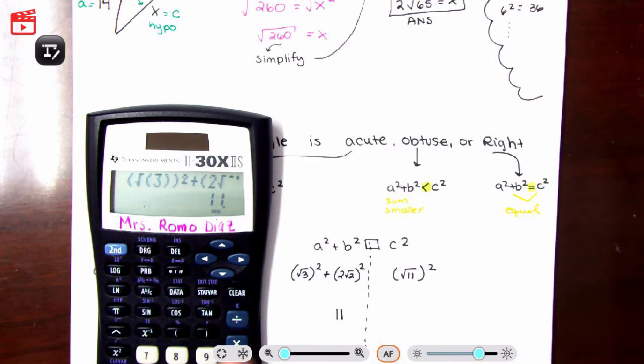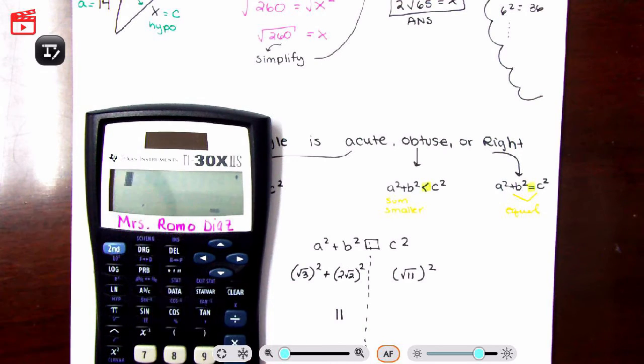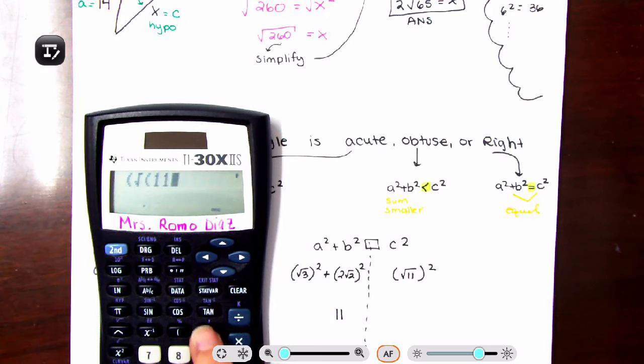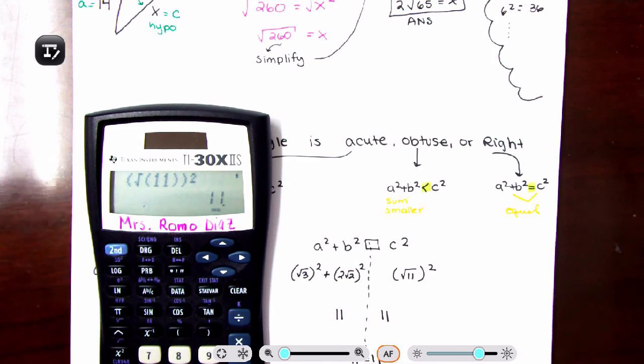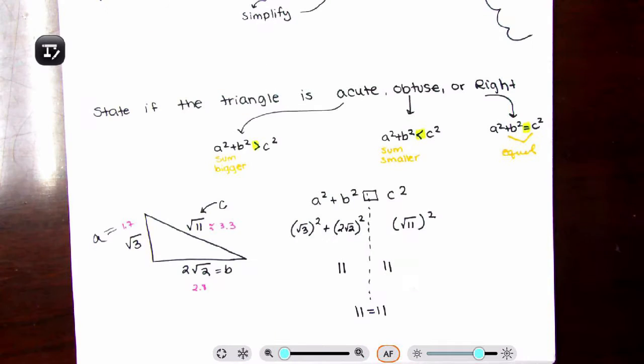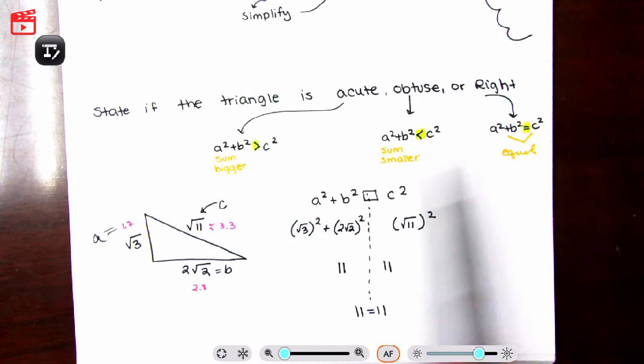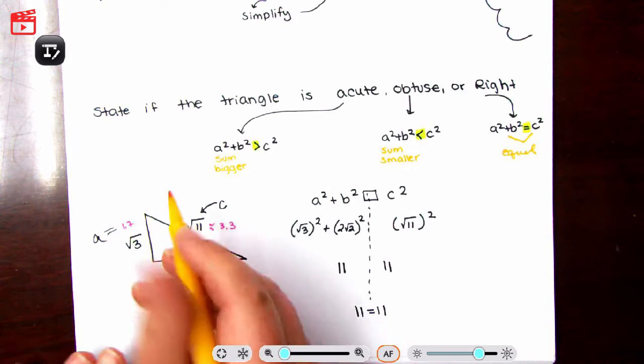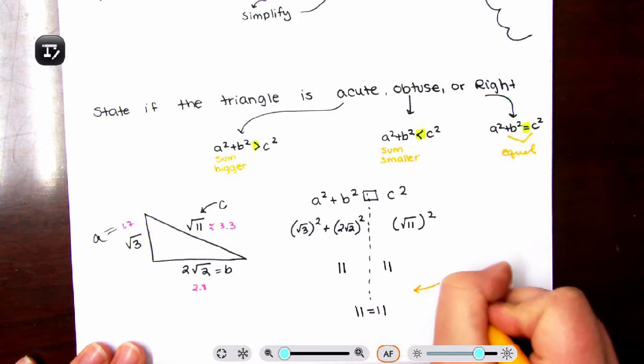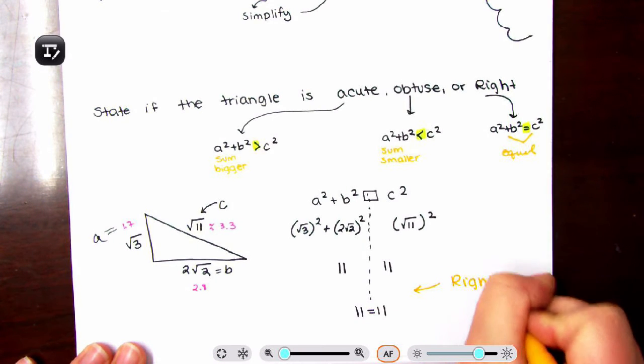Then we're going to do the opposite side. So we have, again, if you know what this is already, I applaud you. If you don't, just type it into the calculator. I know when it comes to taking a test, sometimes we forget the basics. Squared, and that equals 11. So since 11 is equal to 11, we look back up here. Because they are equal, that means this triangle is in fact a right triangle.